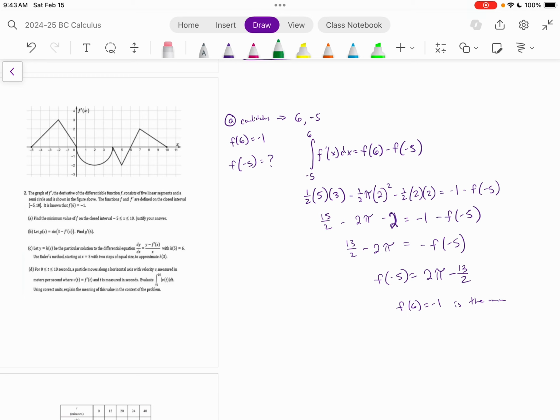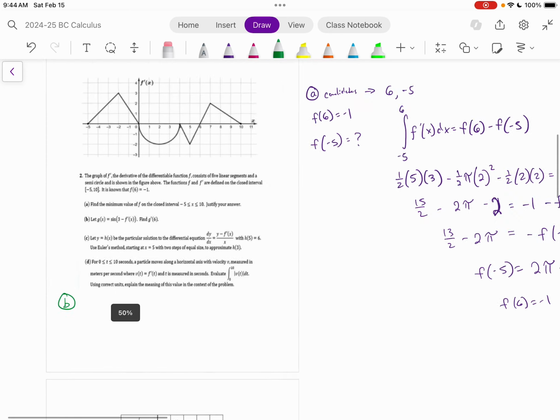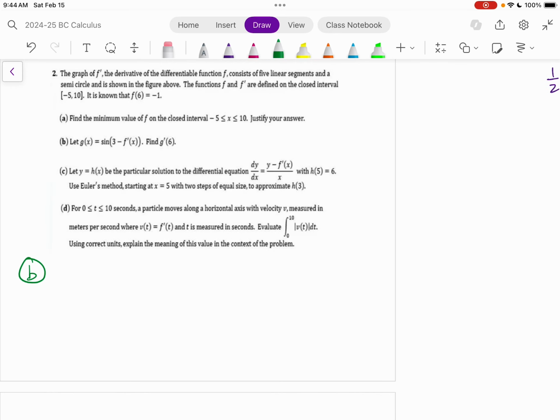I've used a lot of my space here. Uh-oh. Where are we going to go for B? And maybe we'll work over here. Okay, let g of x equal sine of 3 minus f prime of x. Find g prime of 6.